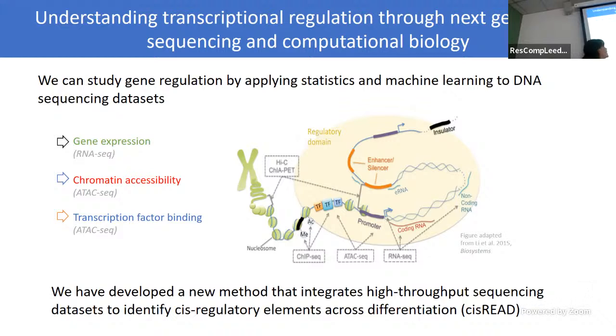And also with ATAC-seq, we can measure transcription factor binding, and we can do this by identifying the DNA sequences in regulatory elements to which specific transcription factors bind. So from these two technologies, ATAC-seq and RNA-seq, you can generate these three data types: gene expression, chromatin accessibility, and transcription factor binding. And what we've been working on is a method that integrates these two sequencing data sets in order to identify transcription factors found at regulatory elements across differentiation, and we call that method DISCRETE.